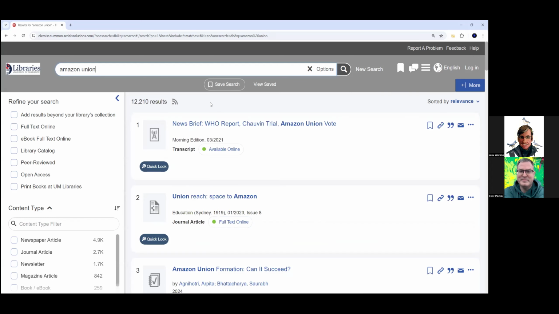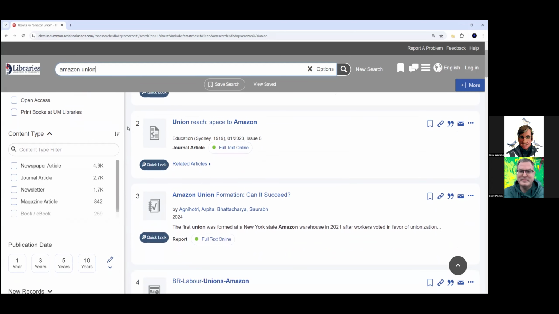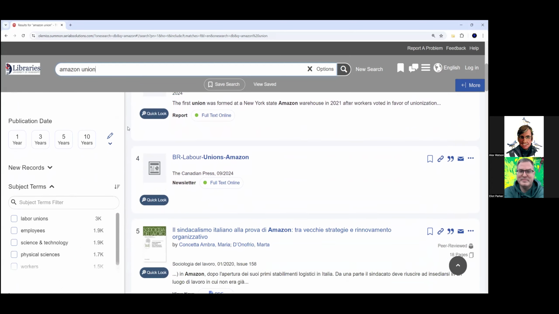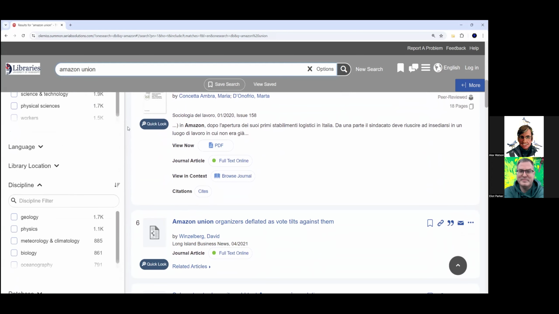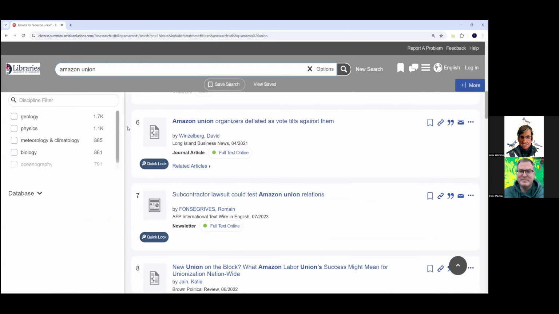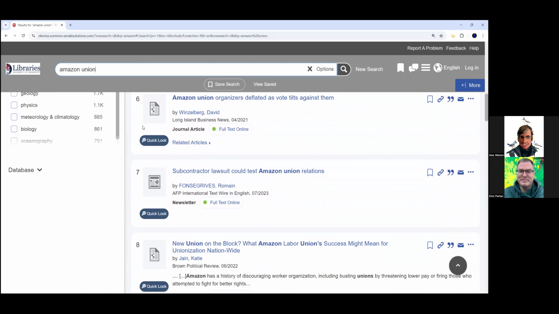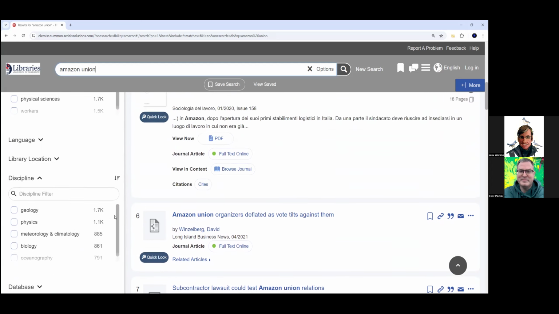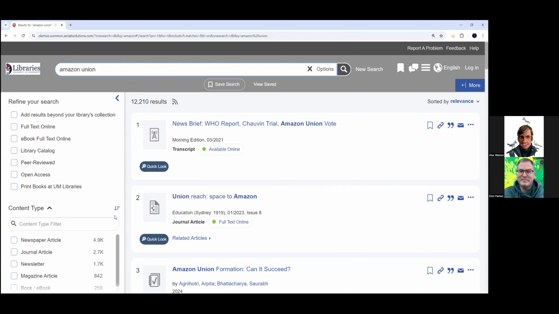So, for example, if I look for people attempting to unionize at Amazon, you can see that I have 12,000 results. And the other thing that you can see here is we have a lot of different things coming up. We have newspapers, we have journal articles. There's a whole bunch of things that are kind of mashed together here. And this is where the search refinements come in handy.